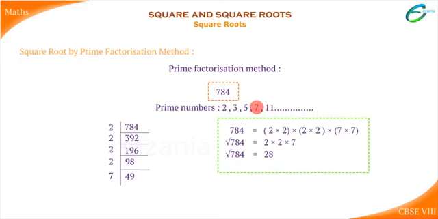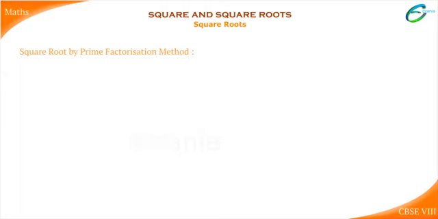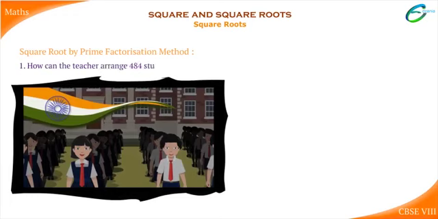So, we have to multiply the taken factors to get the value of square root of 784. Square root of 784 is equal to 2 into 2 into 7. So, 28 is the required square root of 784. Can we find the answer for the first situation?